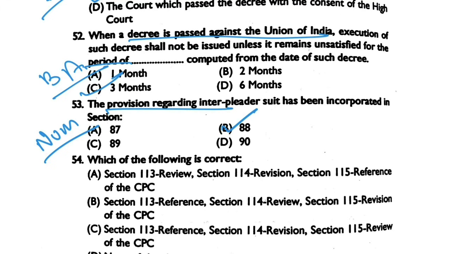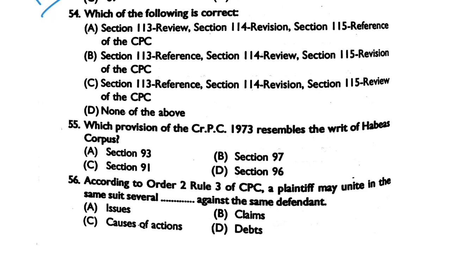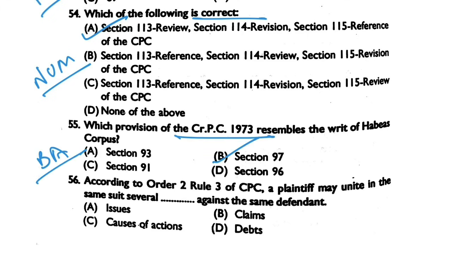Question 54 is also number-based. You have to select the correct section numbers for revision, review, and reference. The answer is A. 55 is also a Bare Act based. Which provision of CRPC resembles the writ of habeas corpus? The answer is section 97, which is the option B, because that deals with wrongful confinement.